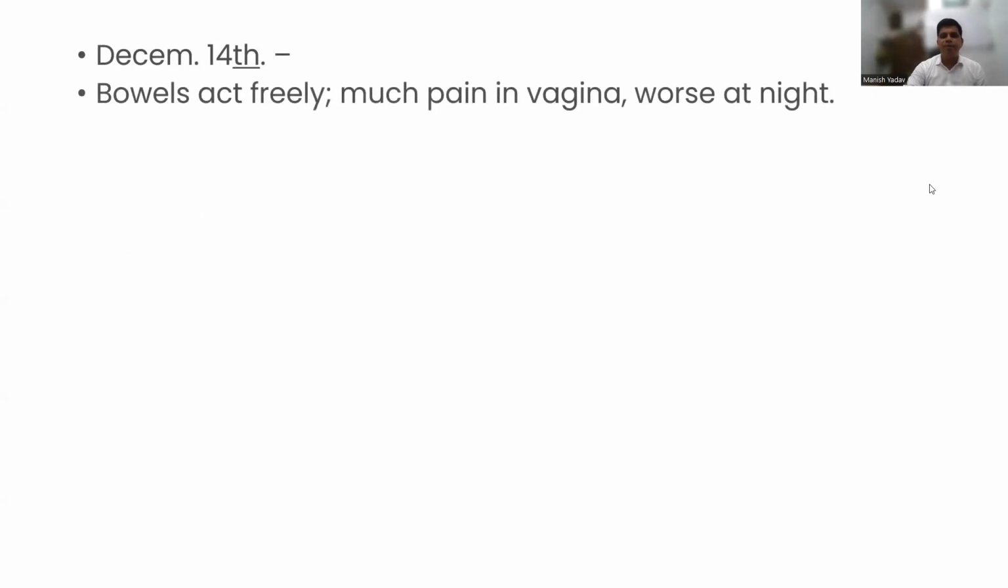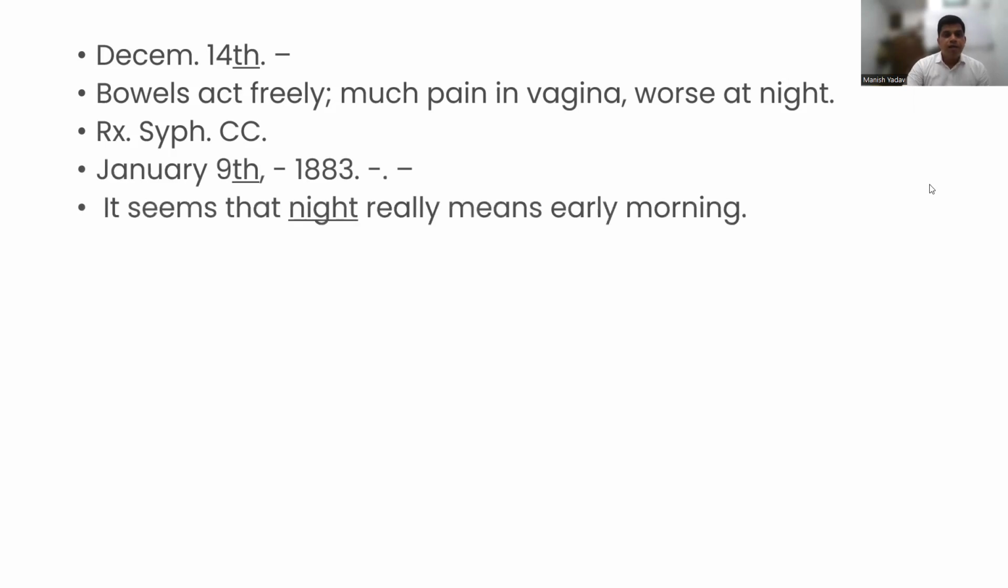December, bowels act freely, much pain in vagina, worse at night. So you can see the syphilitic symptom coming up, right? And here he gives a syphilitic remedy. When you don't get the indication of mercury, like you're seeing syphilis in the background, but the mercury indication is not there. You know the indications of mercury: salivation, tongue symptom, the sweating symptom, tenesmus. Those symptoms are not there. Then you just want to address the syphilitic miasm. Only worse at night is there. Syphilinum is a very good prescription. It seems that night really means early morning.